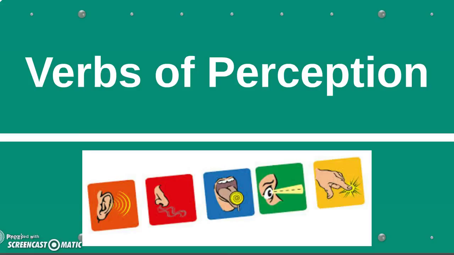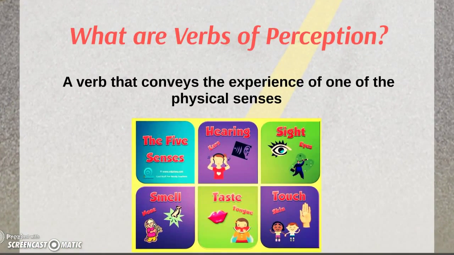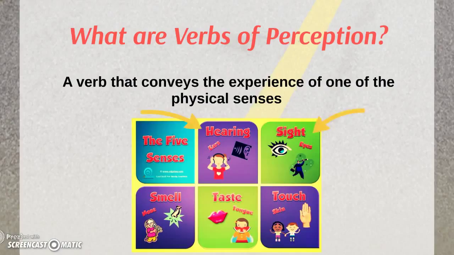Please pause the video every time you see the yellow car symbol to complete the designated exercise. So what are verbs of perception? Verbs of perception are verbs which convey the experience of one of the physical senses. We use 5 verbs of perception to describe the world around us: hearing, sight, touch, taste, and smell.